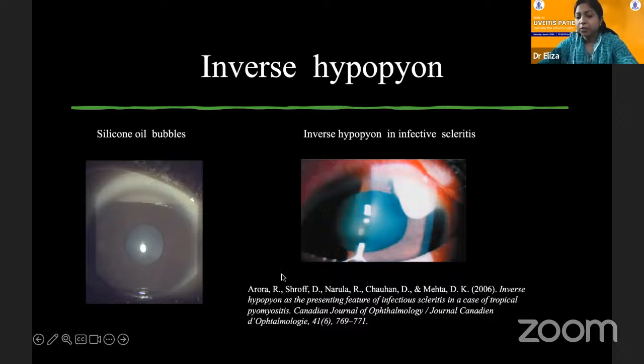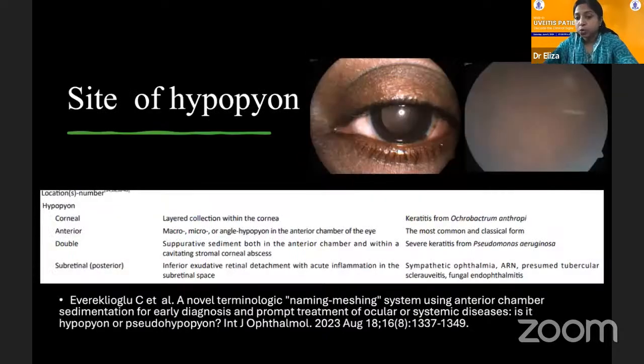Now, this was a single report published where an inverse hypopyon-like picture was noted with infective scleritis secondary to pyomyositis, but here it looks more like a granuloma. So these conditions also have to be kept in mind in scleritis cases. So to mention scleritis, this is our patient who came with unilateral facial edema and a severe tooth infection, and she had this temporal scleritis. The scleritis per se didn't look infective, but when we examined the fundus, it had an infective focus and a subretinal hypopyon. So this was an infective scleritis secondary to a tooth infection.